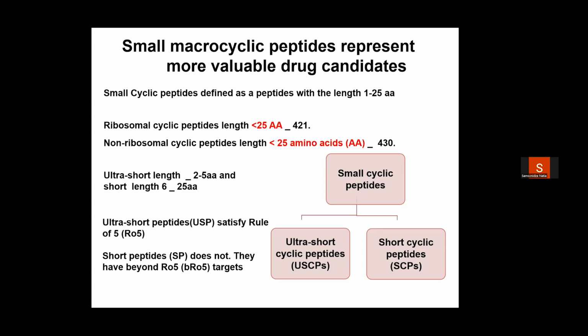Their length varies from 1 to 25 amino acids, and they can be divided into two parts: ultra short cyclic peptides and short cyclic peptides, depending on their sequence length. Ultra short cyclic peptides satisfy the rule of 5, and short cyclic peptides are beyond this rule. The length of ultra short cyclic peptides is 2 to 5 amino acids, and for short cyclic peptides 6 to 25 amino acids.